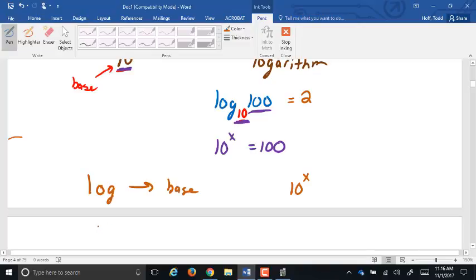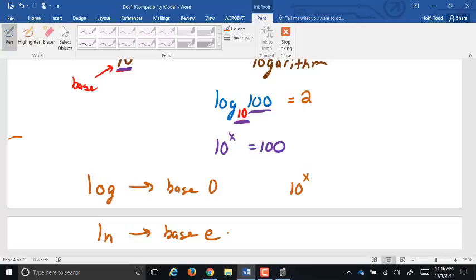There's another key on your calculator that's the ln key. The ln key is base e, and we haven't talked about the letter e yet. e is kind of like pi for circles. It's a natural constant, 2.718 and so on. It keeps going on.